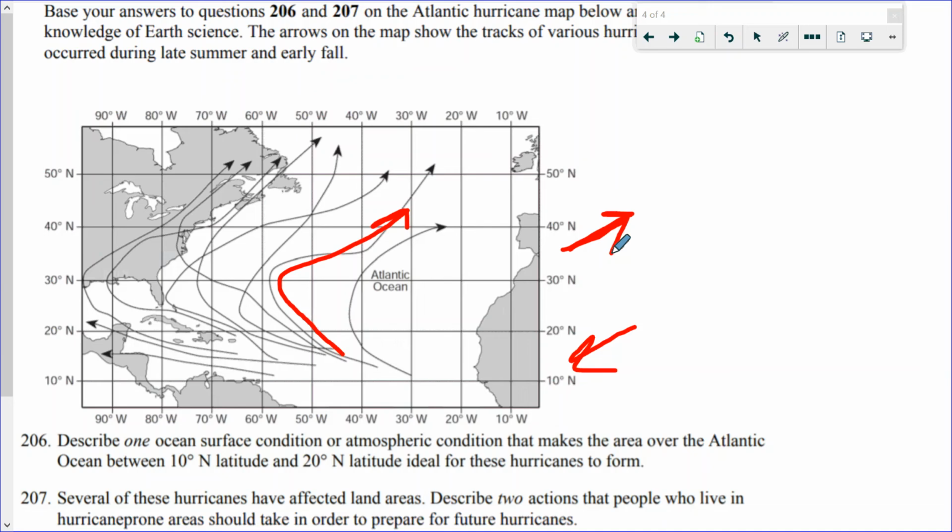One ocean surface condition or atmospheric condition that makes the Atlantic ideal: either moist or warm, either of those two. Several hurricanes have affected land areas. Describe two actions people should take. Always, for any natural disaster, have water, have a first aid kit will always get you the answer, okay? Doesn't matter what it is. Have water, have a first aid kit. Now, in reality, if a hurricane's coming, what do you want to do? To prepare for future hurricanes, you can have an evacuation plan, okay? That works too. That's always a nice one. But have food, have water, have a first aid kit. You can't go wrong with those.